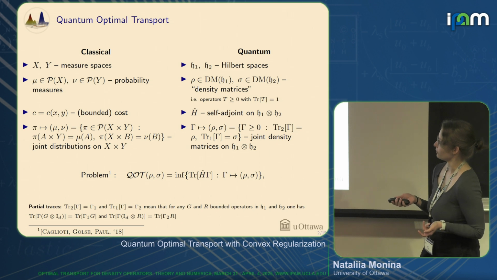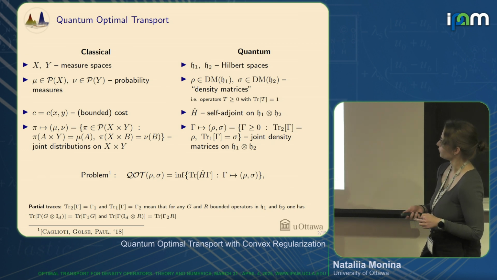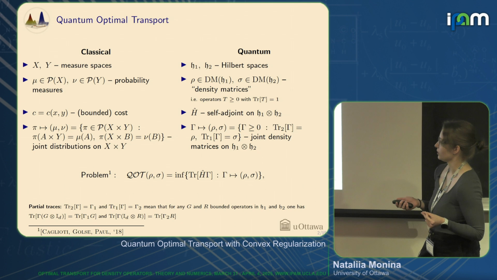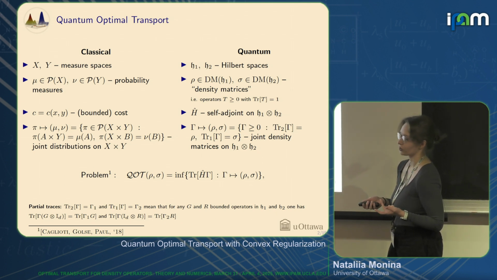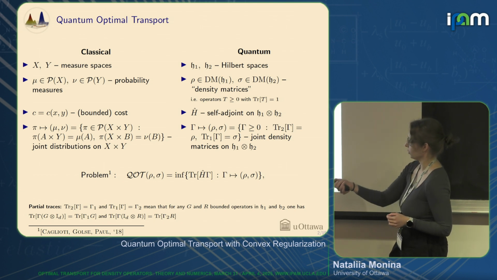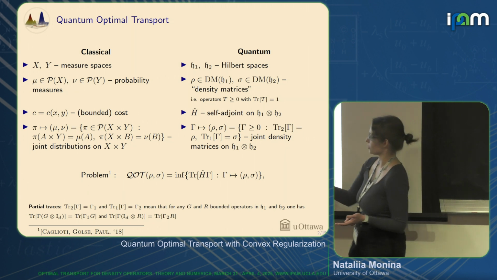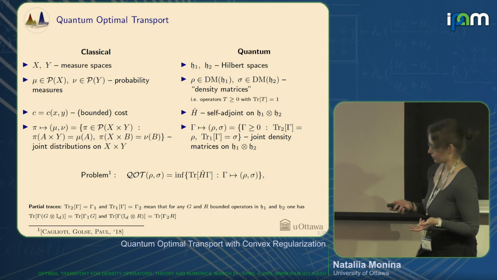And instead of a cost function, we'll have a Hamiltonian, a self-adjoint operator on the tensor product of the Hilbert spaces. And as the quantum couplings, we're talking about the operators on the tensor product, which have correct partial traces. So the problem that was considered in the first talk was the infimum of trace of H gamma, where the trace is the replacement for the integral we have in the classical sense.